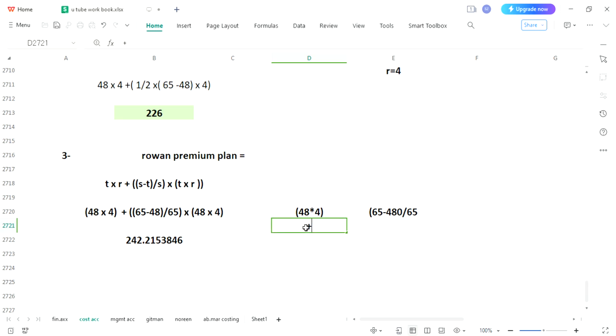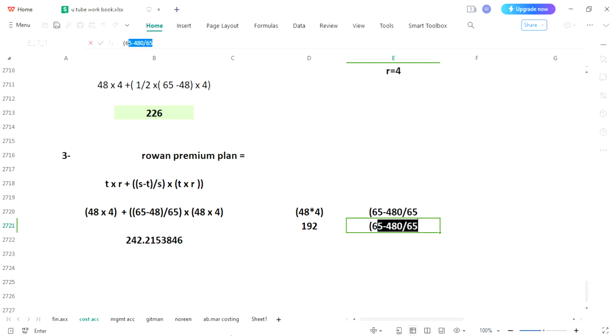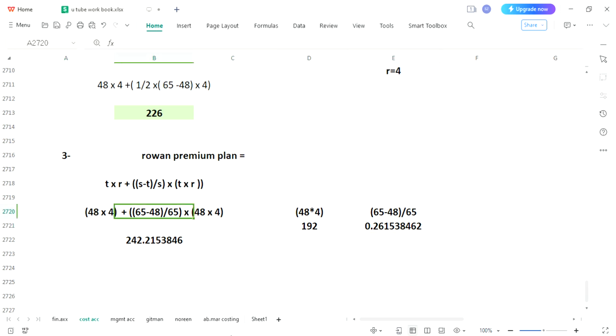So in your calculator just put 48 multiplied by 4, first answer, and then you will put 65 minus 48 bracket divided by 65. Let's put equal to, so we have got our second answer. This was a bracket actually. Okay, so let's take this statement over here.